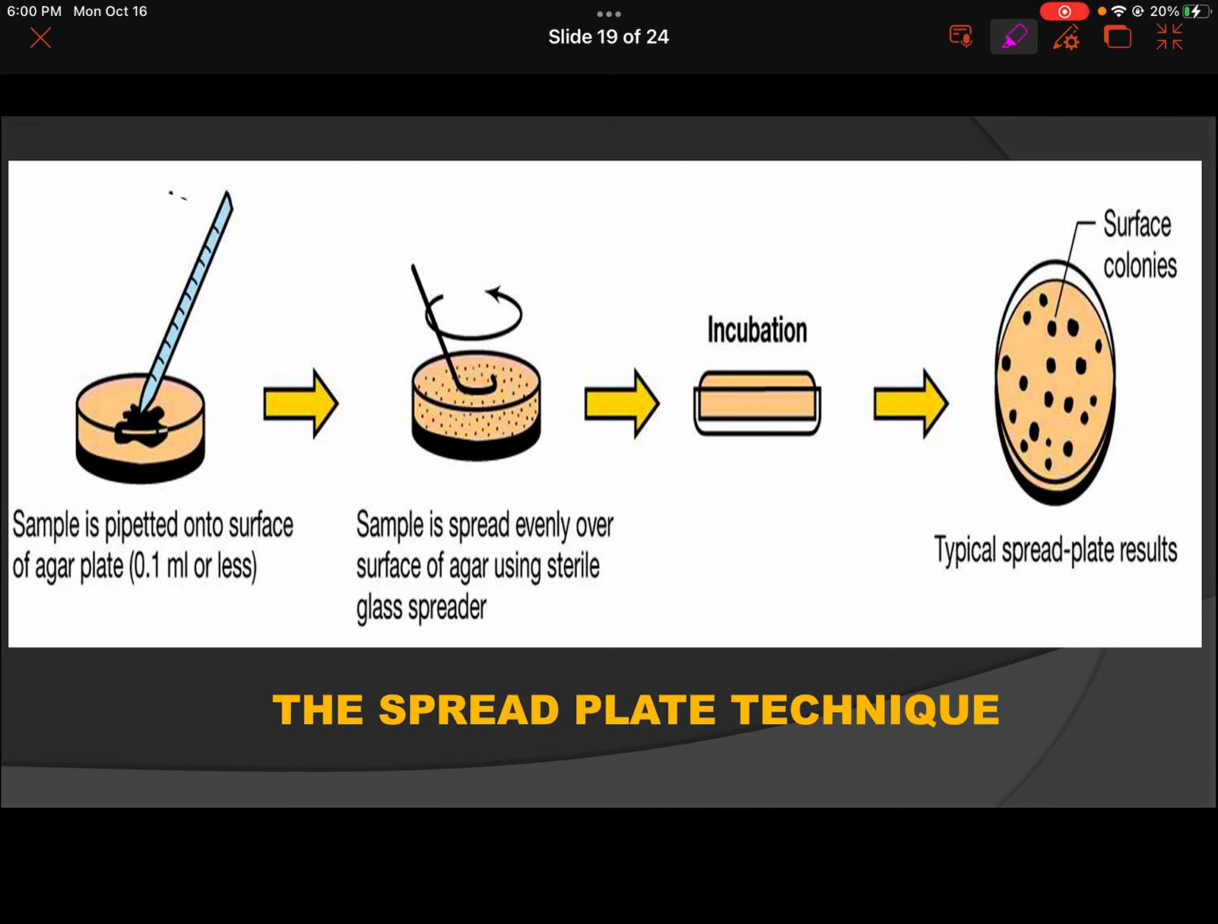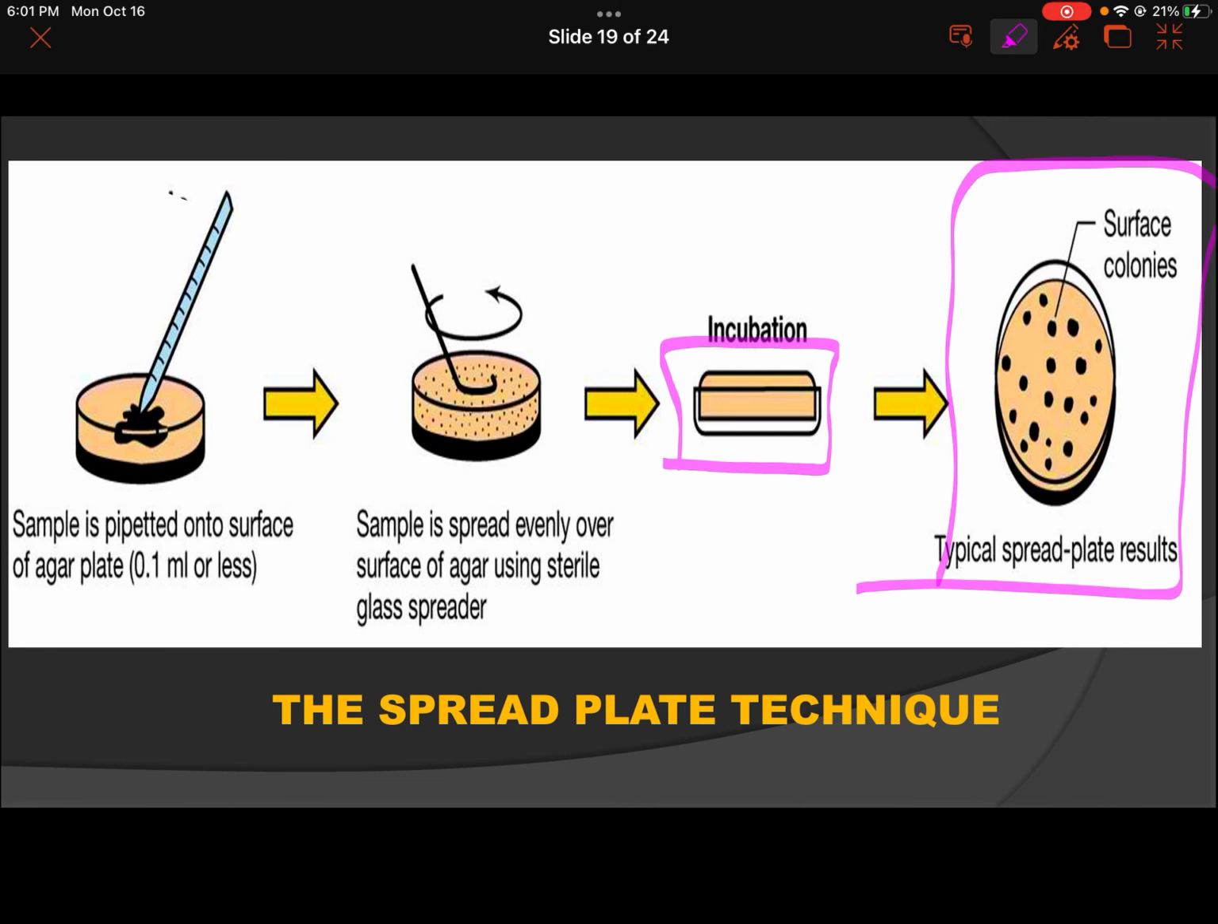So the sample is pipetted onto the surface of the agar plate. Let's say you have 1 µL, or let's say 0.1 ml or less, and then you just spread the sample evenly. After spreading the sample using the L-rod, you cover the Petri dish, and again you flame using aseptic technique. And then during incubation, you have to make sure that the lid is below the body of the plate, so that the moisture will not contaminate the agar. And of course you will see only surface colonies in the spread plate.